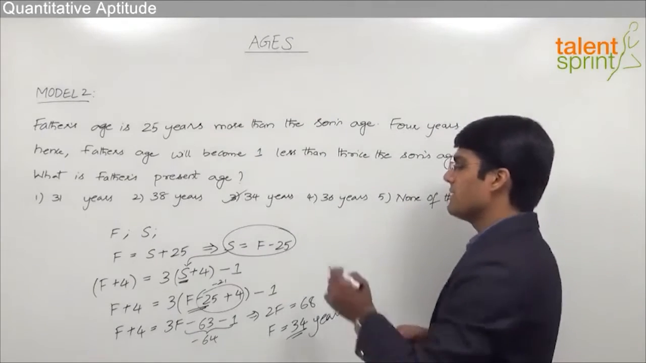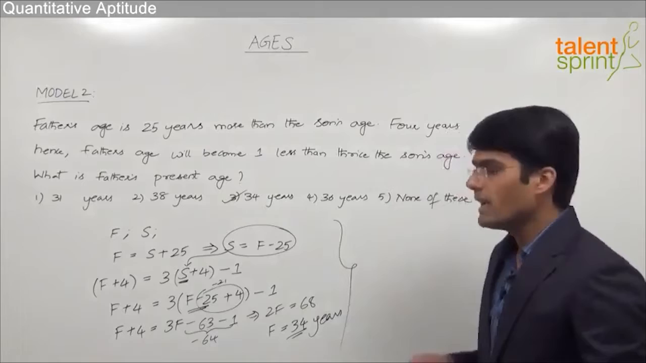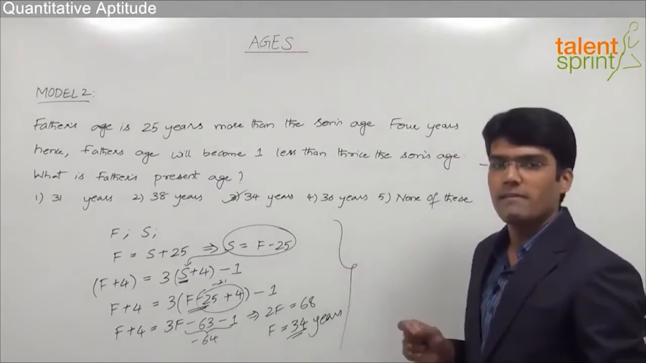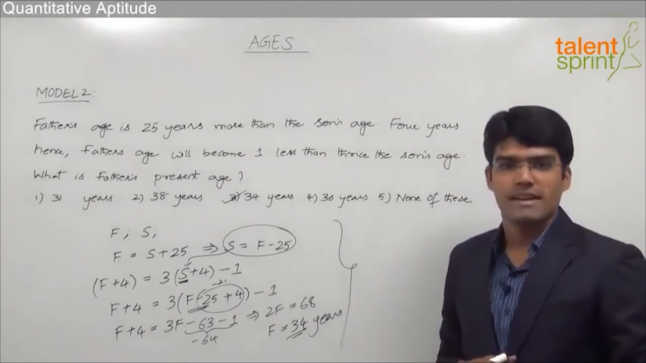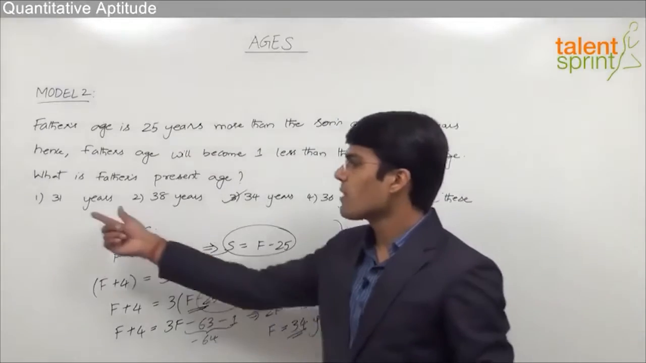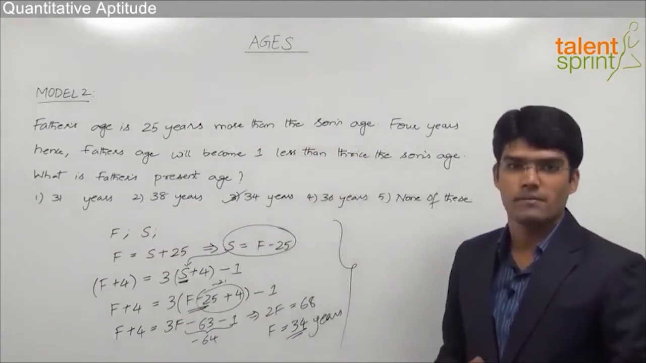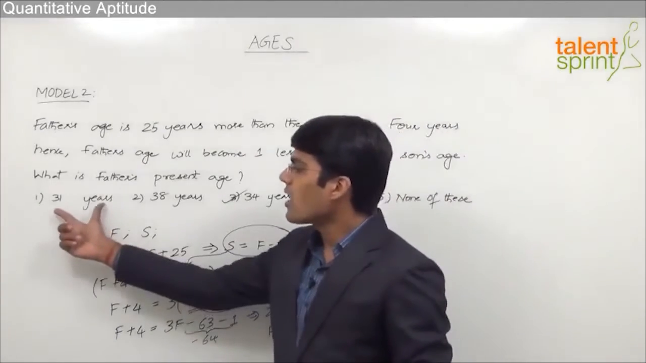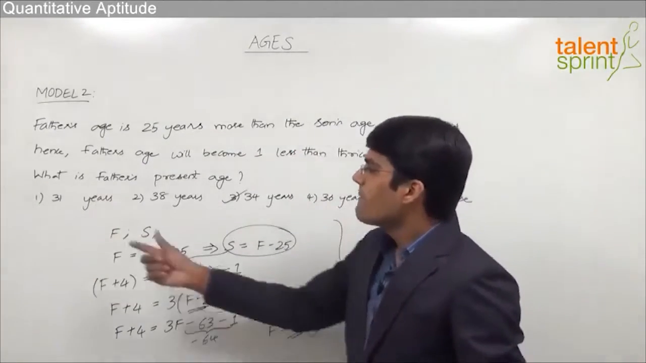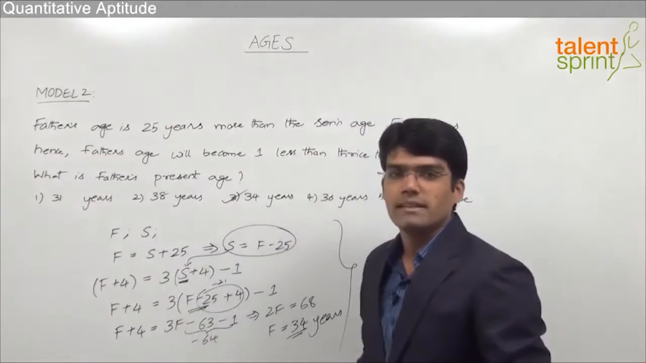Even in this case, if we try to avoid the conventional method and go by the options, we can quickly verify which of the given options is correct. We only need to check from each of the options whether the given two conditions are satisfied or not. For example, if we take option number 1, it says father's present age is 31 years.